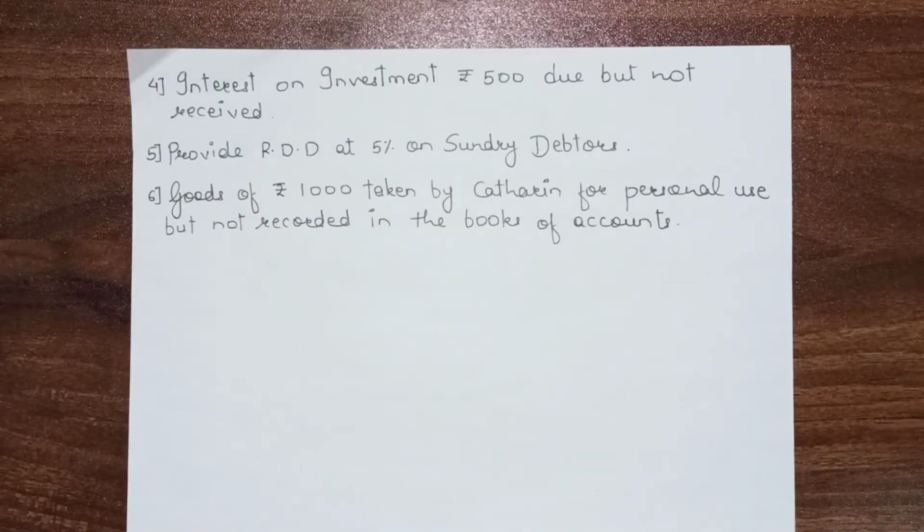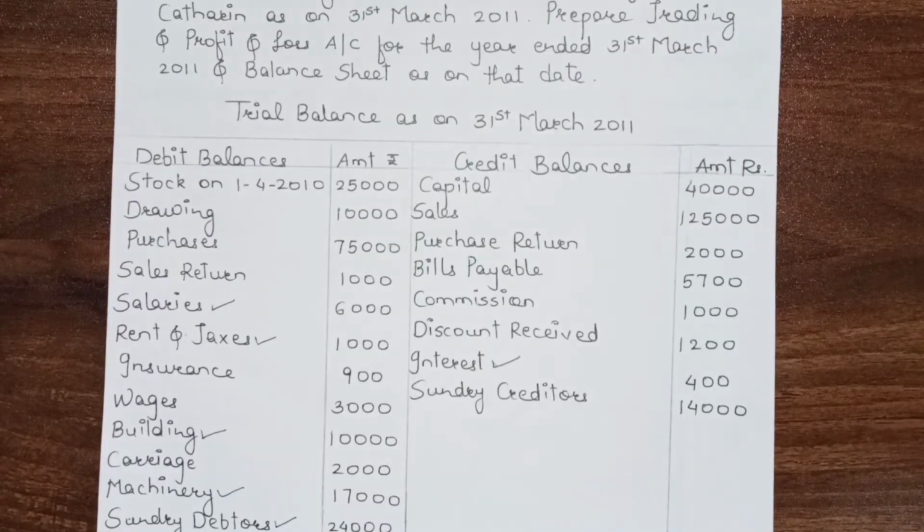So we will start with our solution. I've already posted the items. We are just going to solve the adjustments which we have discussed right now. So let's start. So the very first item is stock. Now the date is given of stock, that is 1/4/2010, that is 1st April 2010. So this is your opening stock, because this is the stock of last year, which is the closing stock of last year, but the opening stock of current year, that is 2011.